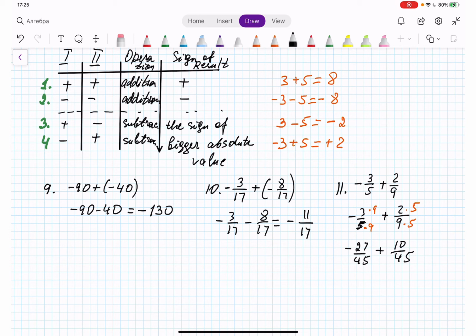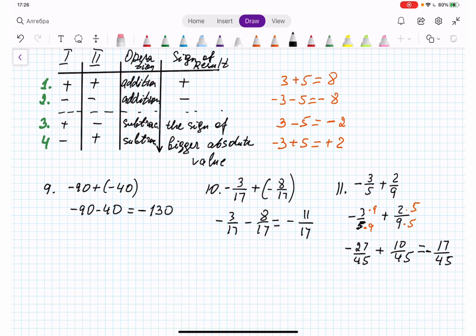So 27 minus 10 is going to be 17, yes? Denominator stays the same. And the bigger absolute value, between two fractions with the same denominator, bigger is the one that has a greater numerator. So one more time, with the same denominator, the fraction with the greater absolute value of numerator, because negative 27 would be smaller, but 27 is greater. So 27 is greater than 10, and 27 has negative. We put the negative sign here.